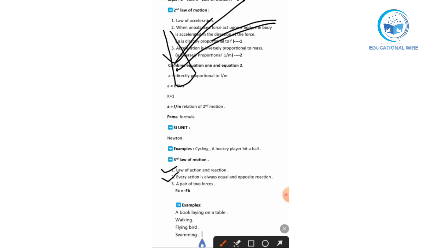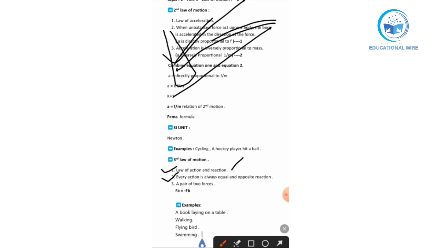It says that every action always has an equal and opposite reaction. As I told you, the law of action and reaction, I have given the example of cricket, or you can take the example of a ball. We are throwing the ball, it's giving us a reaction. The definition of the third law of motion is a pair of two forces, not one force. One force is acted by you and the second force is reacted by that object. So this is the third law of motion definition, a pair of two forces. Every action has an equal and opposite reaction.